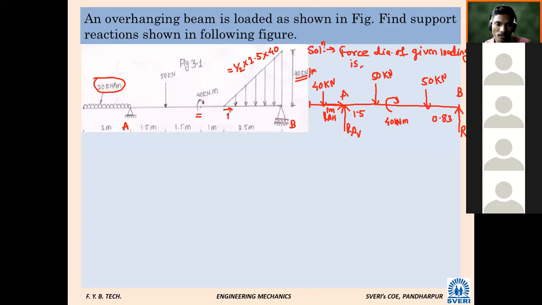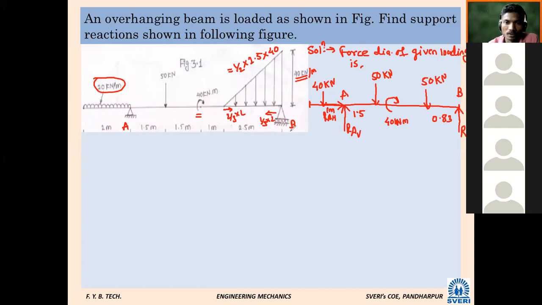From this side, either you can take 2 by 3, 1.67, or from this side you can take 1 by 3 of that length, L, I will say. And what is the value of L in this case? 2.5. Are you getting? So this is the force diagram. Any problem?